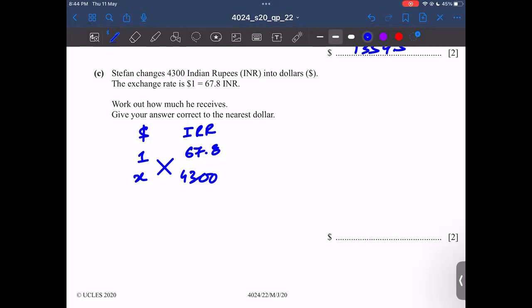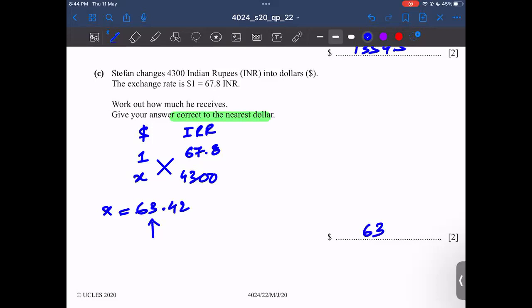You will have the X value as 63.42. See, they are saying give your answer correct to the nearest dollar. It means you do not have to give the answer after the decimal. After 63, you're going to have 4 over here, so we're not going to round it up. We are going to say 63 is our answer.